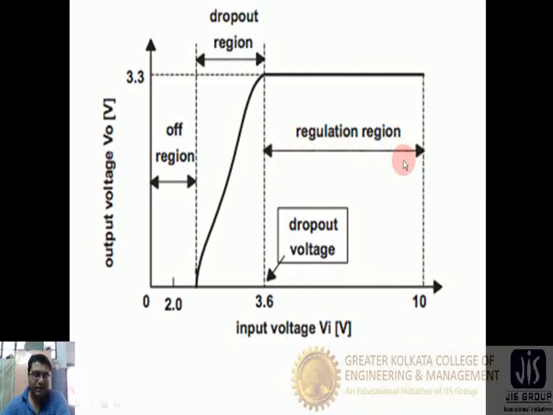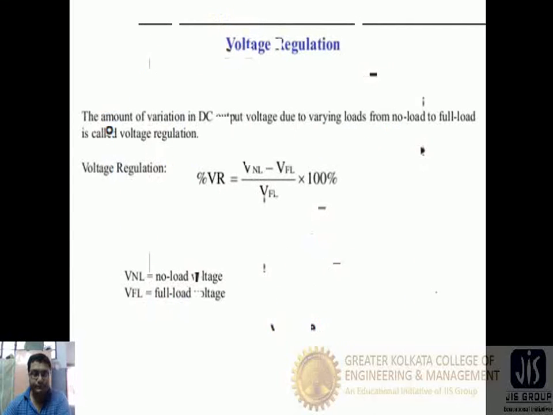So this is a characteristics curve of a voltage regulator, where we have the input on the x-axis and the output on the y-axis. It is a very important characteristics curve for any kind of voltage regulator. So we are going to discuss the voltage regulators one by one.